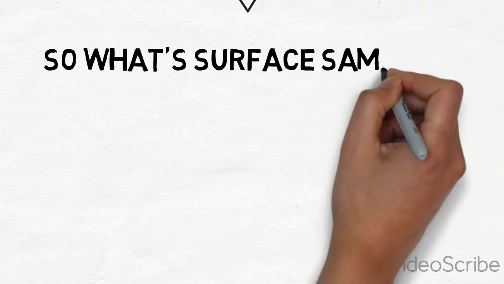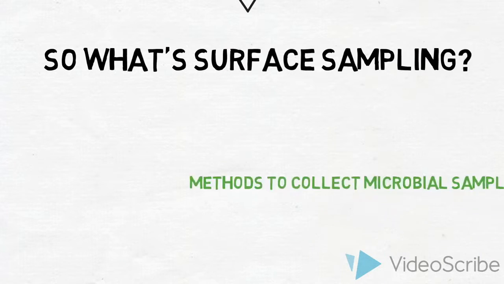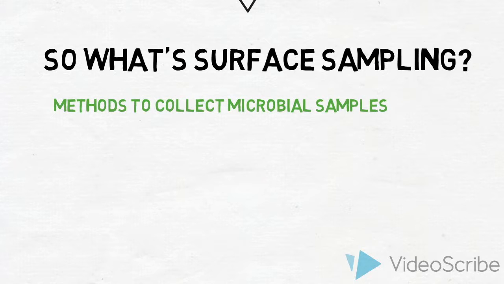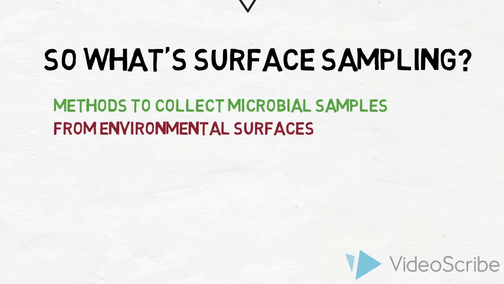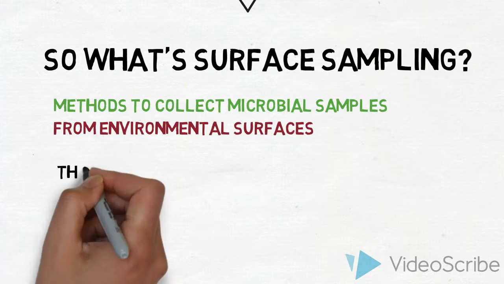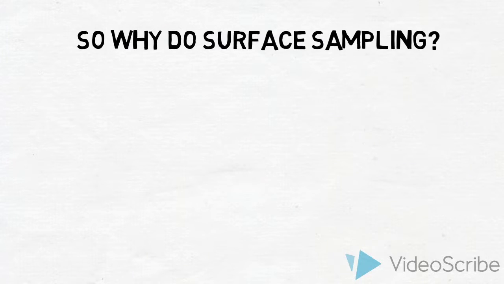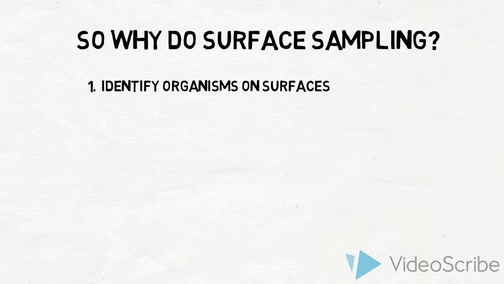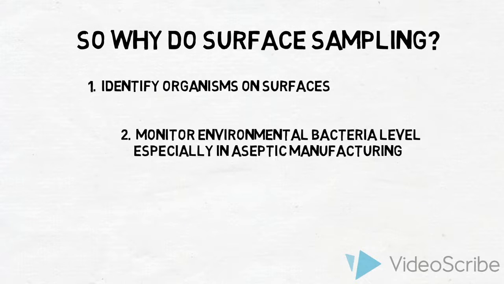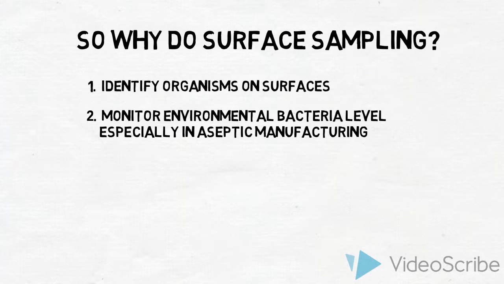So, what's surface sampling? It comprises many methods used to collect microbial samples from environmental surfaces. These methods include contact plating, tape lift and print, wet swabbing, and more. For our purposes, it provides a way for us to identify the organism on the surface and what the environmental bacteria composition is like to determine suitability for use in aseptic manufacturing.